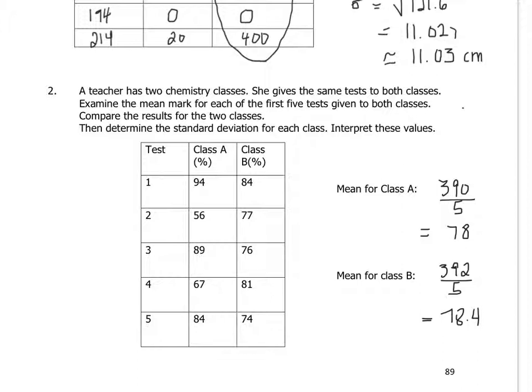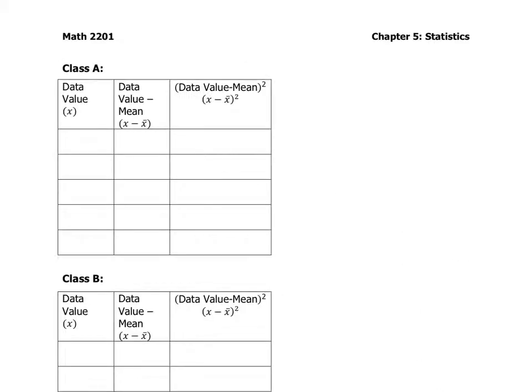So if you look at the mean, there's not much difference between the 2 classes. Class B seems to have a tiny bit of a higher average, but not in comparison. They're both very similar. If you want to know a little bit more about how the data is dispersed, you can calculate your standard deviation. So we have to take the data for Class A and for Class B and calculate the standard deviation for each one.